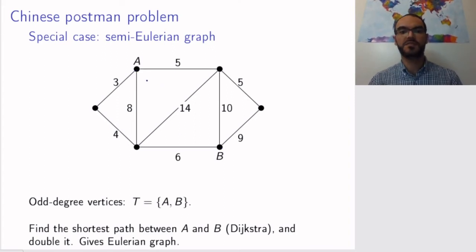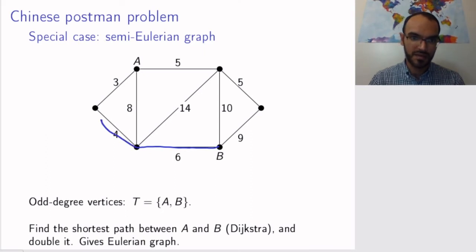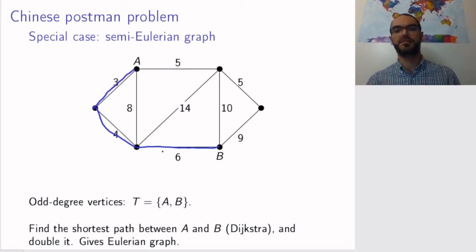If I find the shortest path, so in this case, I think the shortest path, but you have to check this, a shortest path, I shouldn't say the shortest path, there might be several, but if I'm not mistaken, this is a shortest path. It has length 13 from A to B.